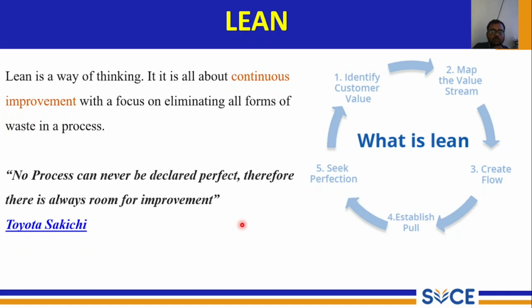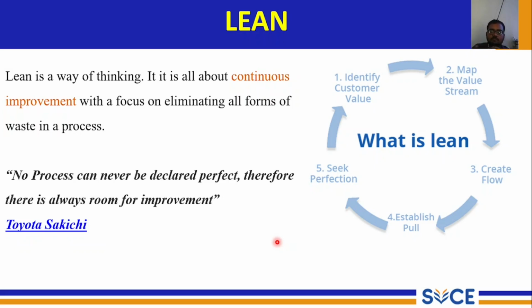One of the famous quotes by Toyota Sakichi states that no process can ever be declared perfect, which means that you cannot come to a conclusion stating that this process is ideal and there is no way of improvement. That situation will never happen in any industry. There is always scope for improvement, and that scope should always be focused on moving the process to the next level. That is what Toyota Sakichi said, and that was the reason why the Toyota production system is considered one of the most ideal lean systems prevailing in the globe.